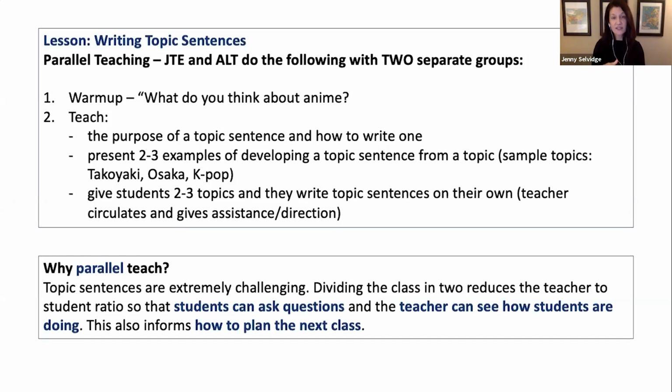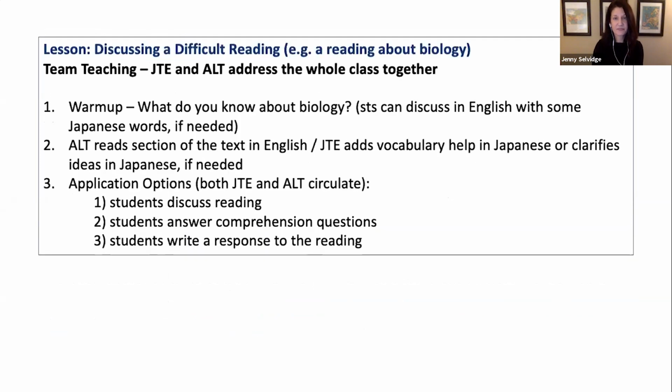And then of course, how students are doing can help you plan the next class. You know, I saw some teachers teach topic sentences one day and then they moved on the next class. Most likely they're going to need some more practice. So if you can really know how they did with it, you can adapt and see what do we need to do in the next class? You could do it for reading.